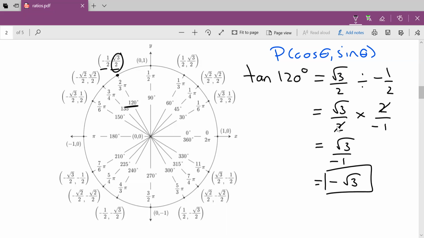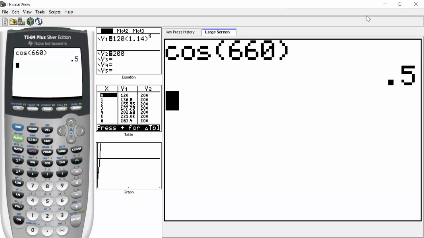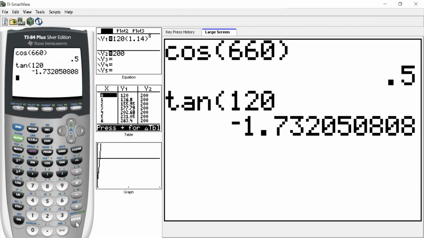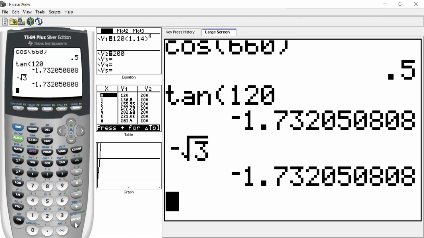Is that my answer? Well, let's find out. Let's go to our graphing calculator. We just said we were trying to find the value of tan 120. So we go to our graphing calculator and let's put in tangent 120. Gives me this long, horrible looking decimal. How do I check my work? Well, I thought the answer was negative root 3. Look at that. The two sets of decimals match. So what does that tell me about my work? It tells me what I did was correct.